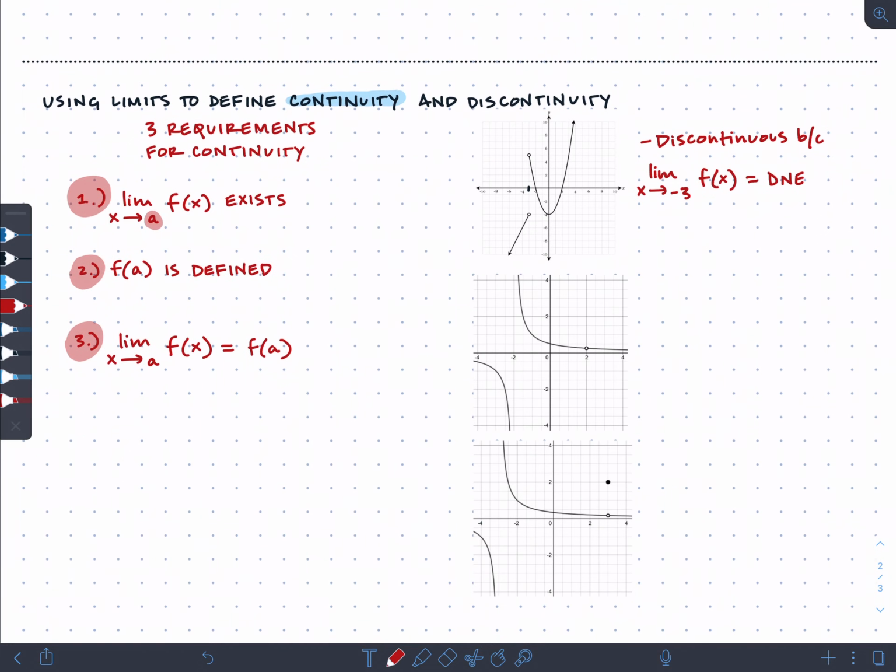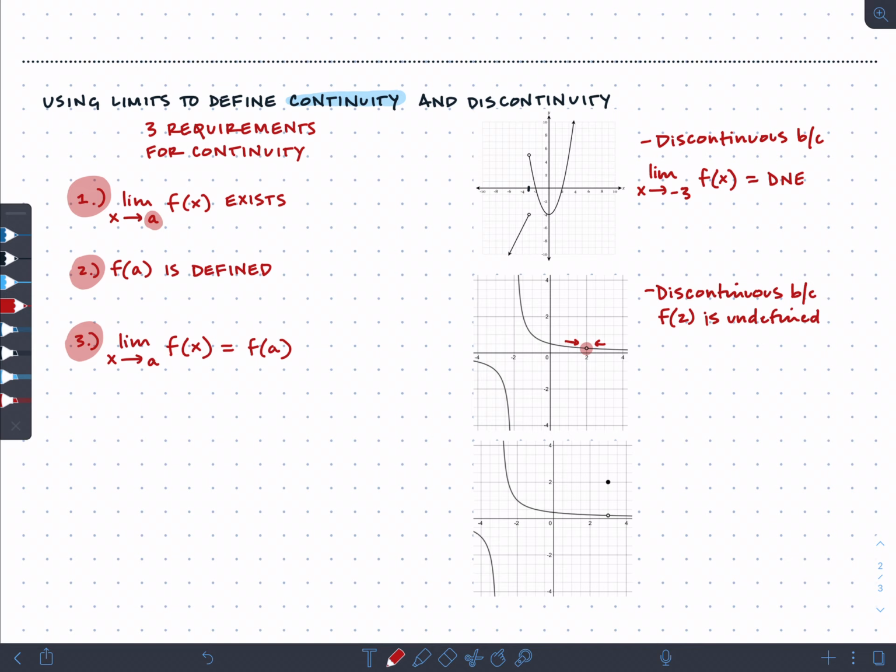Our second example, so we see a point of discontinuity, but now we want to figure out, okay, what rule is being broken? So number 1, does the limit exist? Yes, the limit exists here. This and this are approaching the same thing. But how about number 2, is f of a defined? No, f of a is not defined. So we would say discontinuous because f of 2 is undefined.